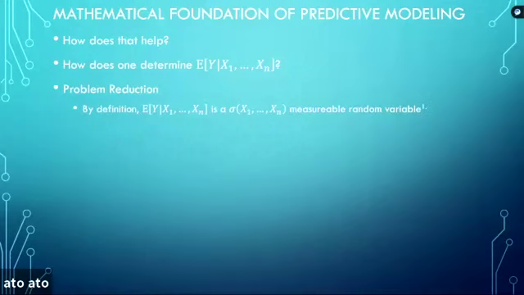So what's the first step? Well, the first thing to understand is that the conditional expectation of a random variable is what's known as a sigma measurable random variable.